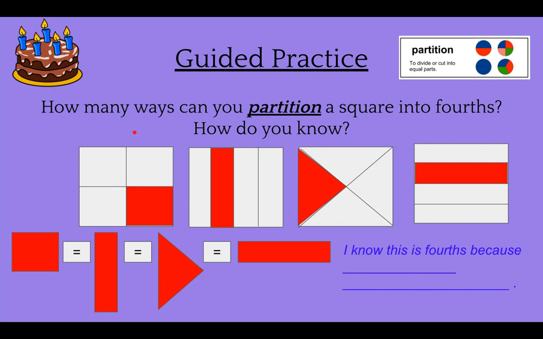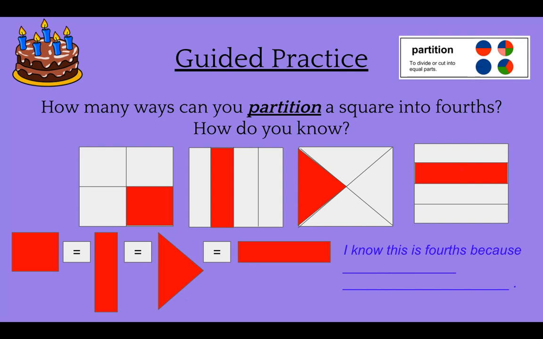So we're learning about partitioning shapes, and how many ways can you partition a square into fourths? And then how do you know? So it looks like with this first shape, I have 4 equal shares, and I have highlighted 1/4 as the red square. Here we have 4 columns, and 1/4 of the column is red. Here we have 4 triangles, so this square is broken into fourths using triangles, diagonal lines, and the red triangle shows 1/4.